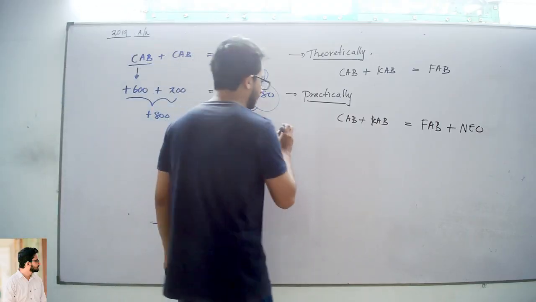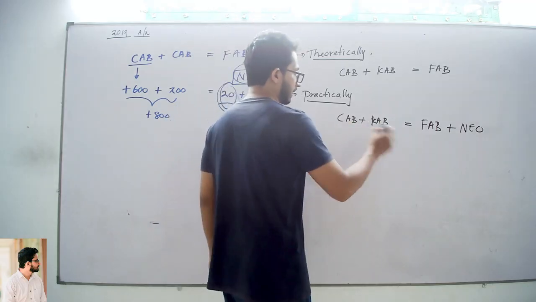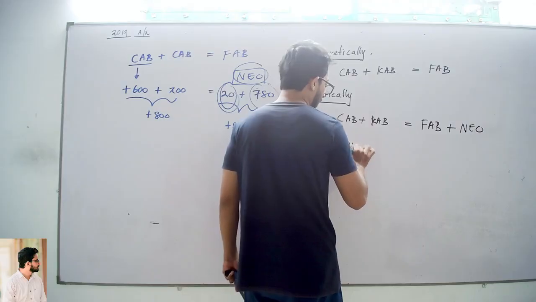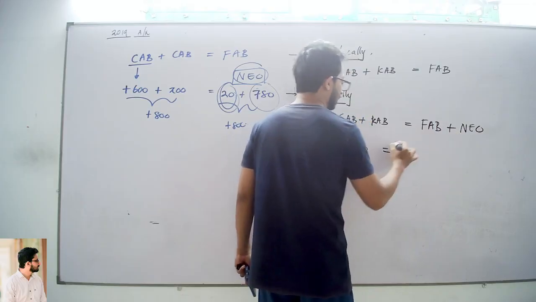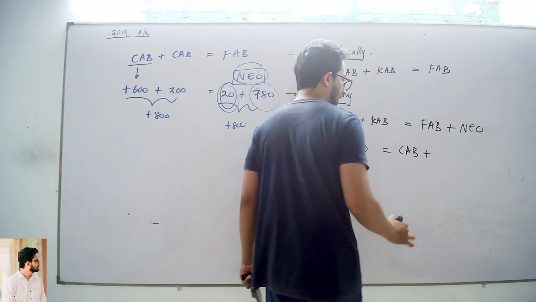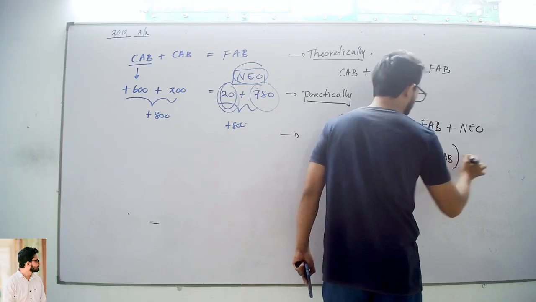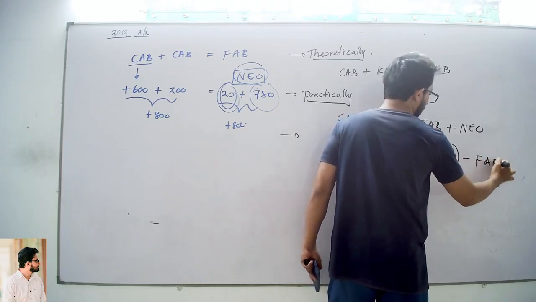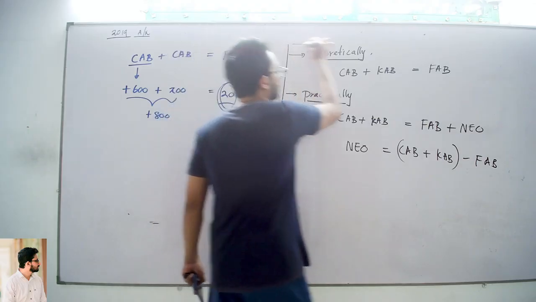Then, Buddha, you can derive another equation from this. Here you can say NEO, net errors and omissions, equals balance of current account plus balance of capital account minus financial account balance. Okay, remember and copy this down.